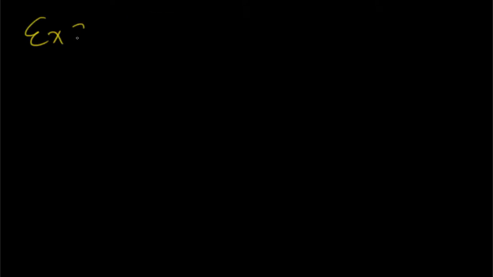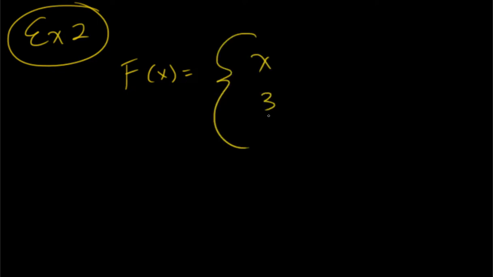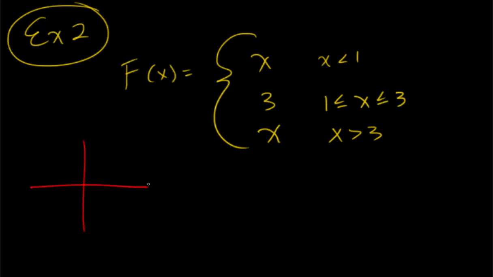Now we're going to try example 2. So it says to discuss the continuity of this piecewise function. So we have f of x is equal to x, 3, x. And this is when x is less than 1, and we're in between, and like that. Okay. So let's graph this just to wrap our head around it. So this is just y equals x, and that happens all the way up till we get to 1. It's going to go forever that direction. So that's that.